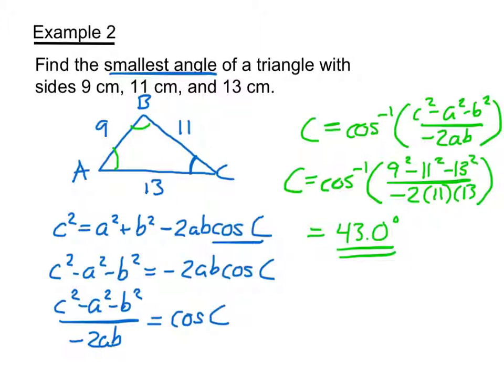And the great part about using the cosine rule to find an angle is that there's no ambiguous case. You only get one answer, unlike the sine rule, where you can get two answers for an angle. So if you have the choice between using the cosine rule and the sine rule, always use the cosine rule because it gives you one and only one answer.